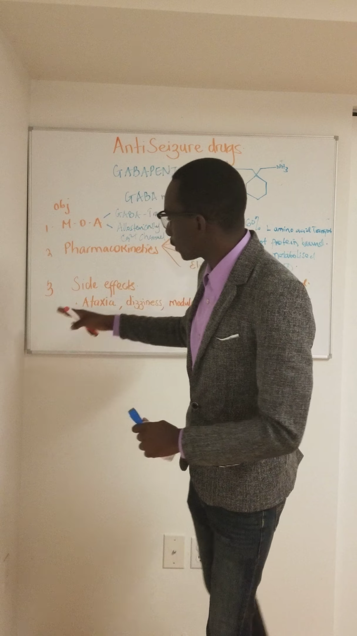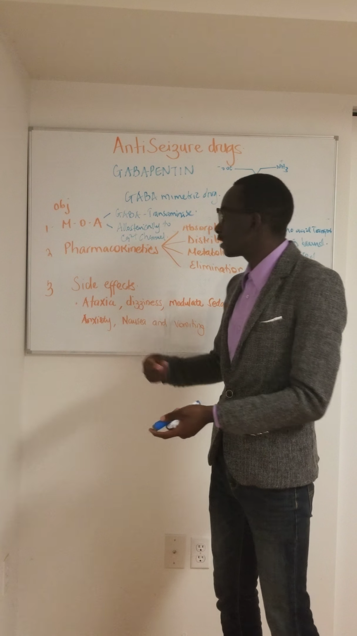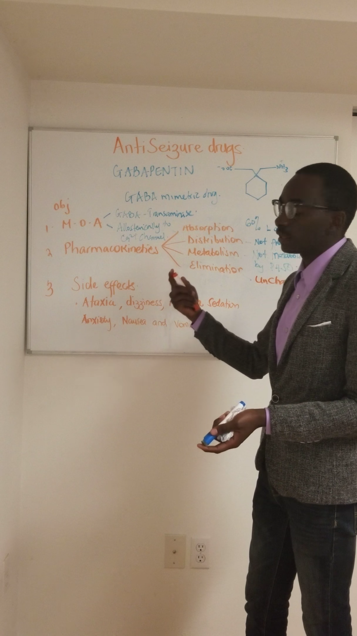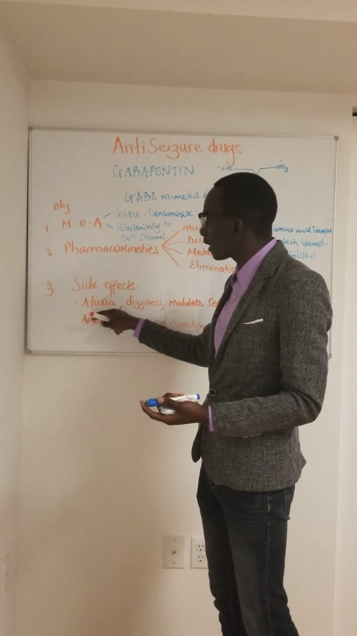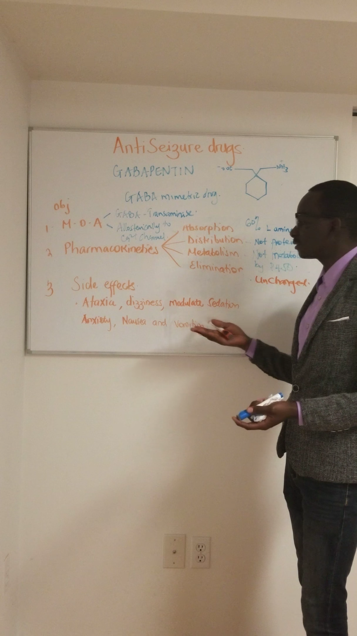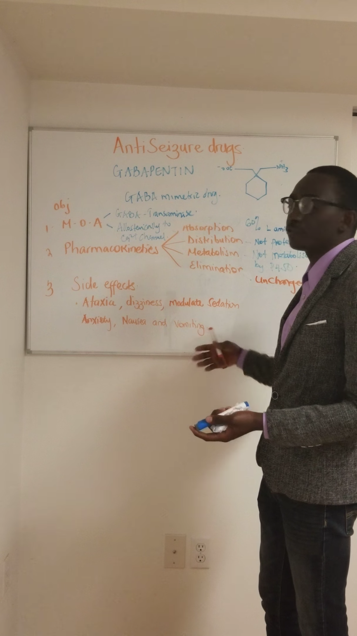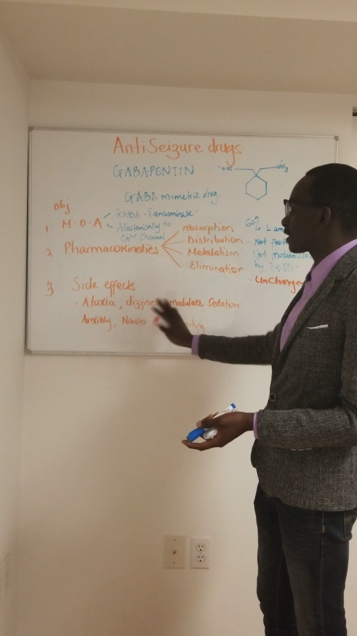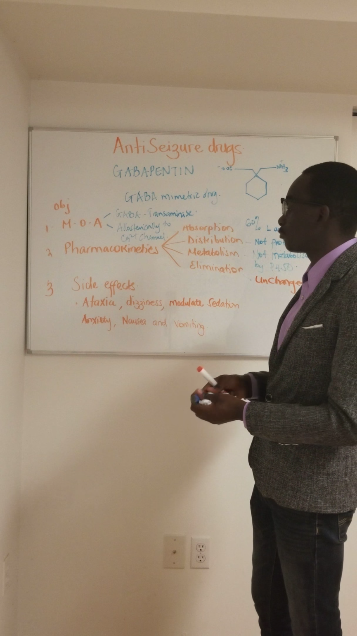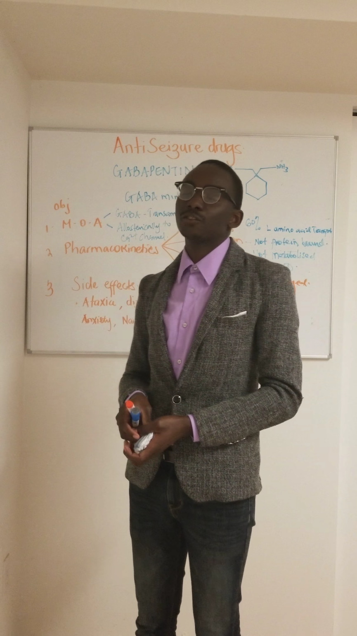If we drop down to the side effects, some of the most common side effects we've been seeing as far as anti-seizure management is concerned, we have ataxia, dizziness, moderate sedation, then a little bit of anxiety, nausea, and then vomiting. Basically, these are some of the most common side effects seen with the drug. So therefore, that's it as far as gabapentin is concerned.